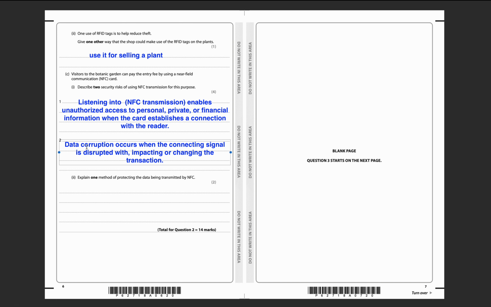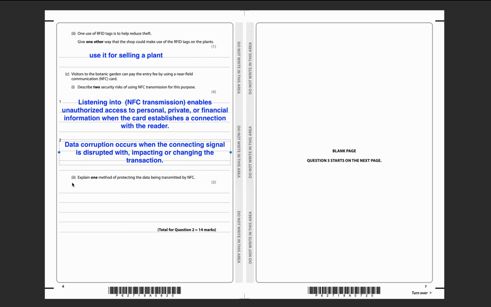The other one is data corruption, which occurs when the connecting signal is disrupted, impacting the transaction. This is when they are getting connected with each other, something can happen that corrupts the data. This can affect the transaction, like if someone wants to pay something, they can't pay it because of the data corruption.